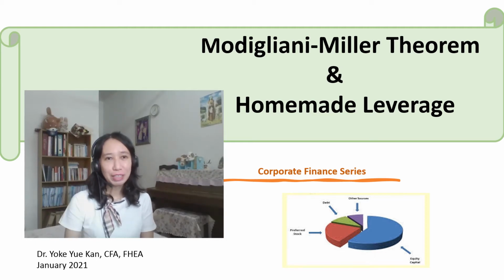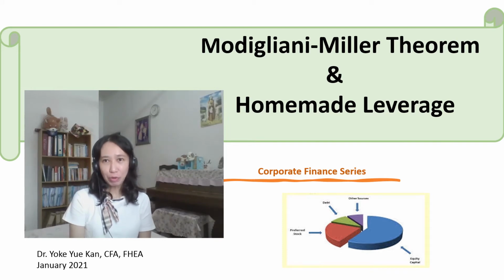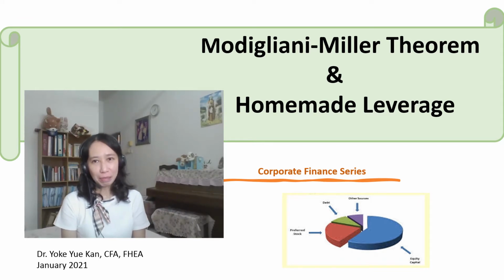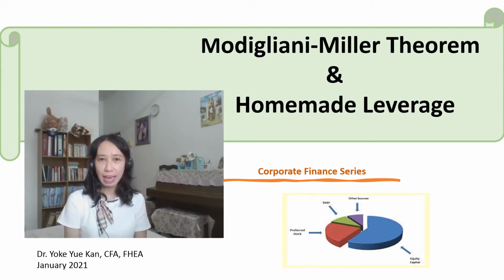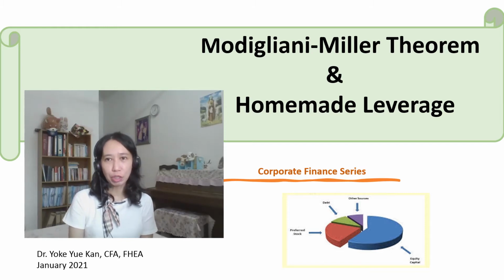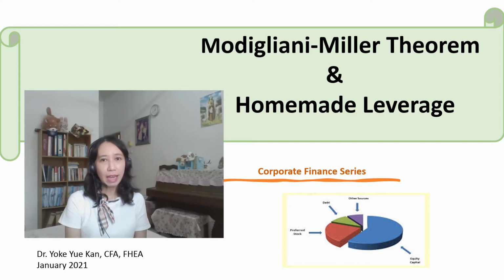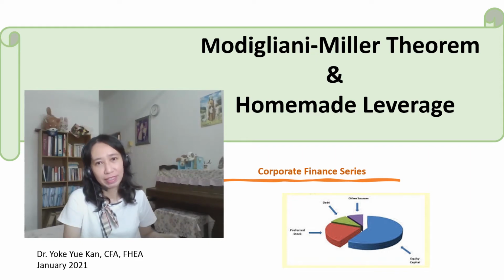Hello, this video is the second video on capital structure. I hope you have watched my earlier video on Introduction to Capital Structure. Today, I'm going to continue with a more detailed discussion on the Modigliani-Miller theorem, specifically on propositions 1 and 2, under the assumption without corporate tax and with corporate tax. The examples in this video are taken from your prescribed textbook.